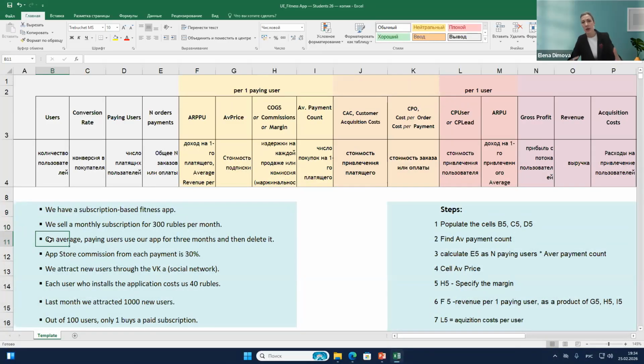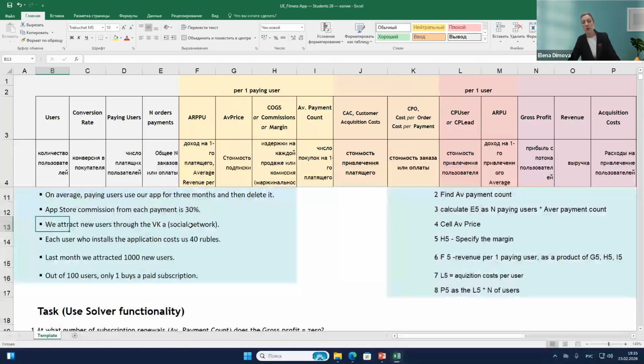We also had an initial period where we worked with the already launched application, and we got statistics that on average the users leave our apps after 3 months. Here we also have information about the App Store commissions, which means that if a customer sends money to us, we get 30% less, just 70% of the amount billed to the customers. We have a specific channel to attract new users.